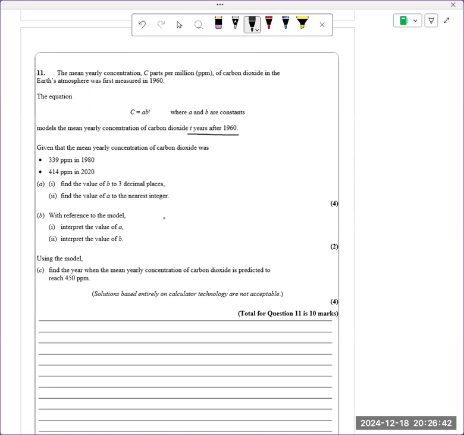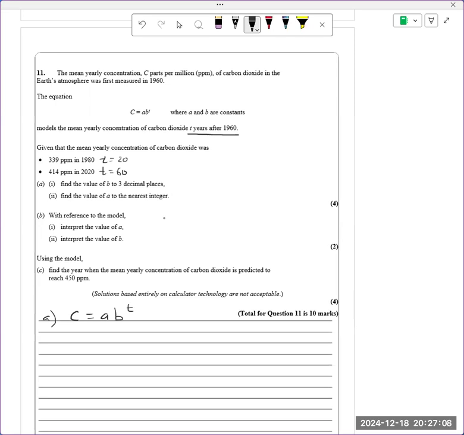We had A plus B before, didn't we? Now we've just got an A times B. So, okay, let's go for this. So the equation C equals A B to the T. And the two data points, now we've got 1980, that is T equals 20. And 2020, that is 60 years, isn't it? So T equals 60.